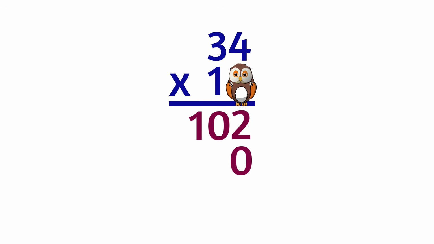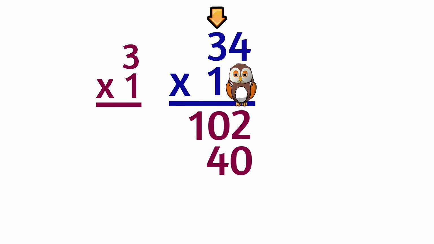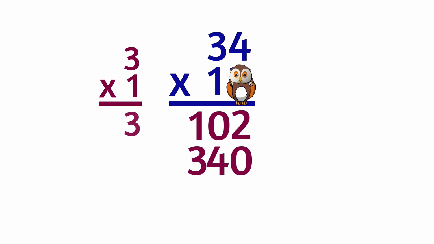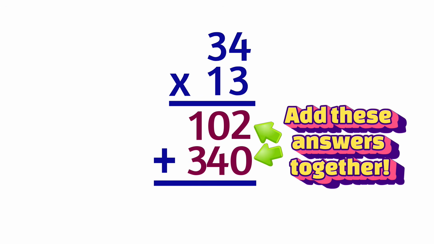And now we multiply. We are multiplying by this digit in the tens place. We multiply across 4 times 1. What is 4 times 1? 4. That's right, 4. We put the number 4 right here. And what is 3 times 1? 3. Yep, 3. We put the number 3 down here. We're almost done. Now all we have to do is add these answers together.